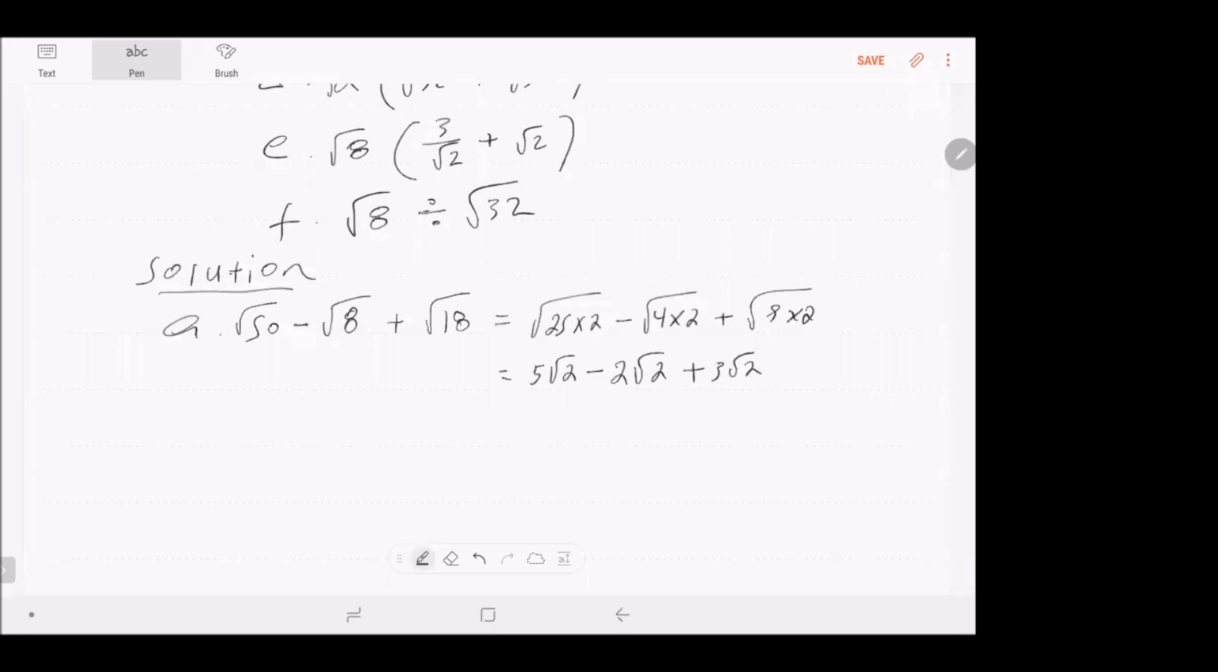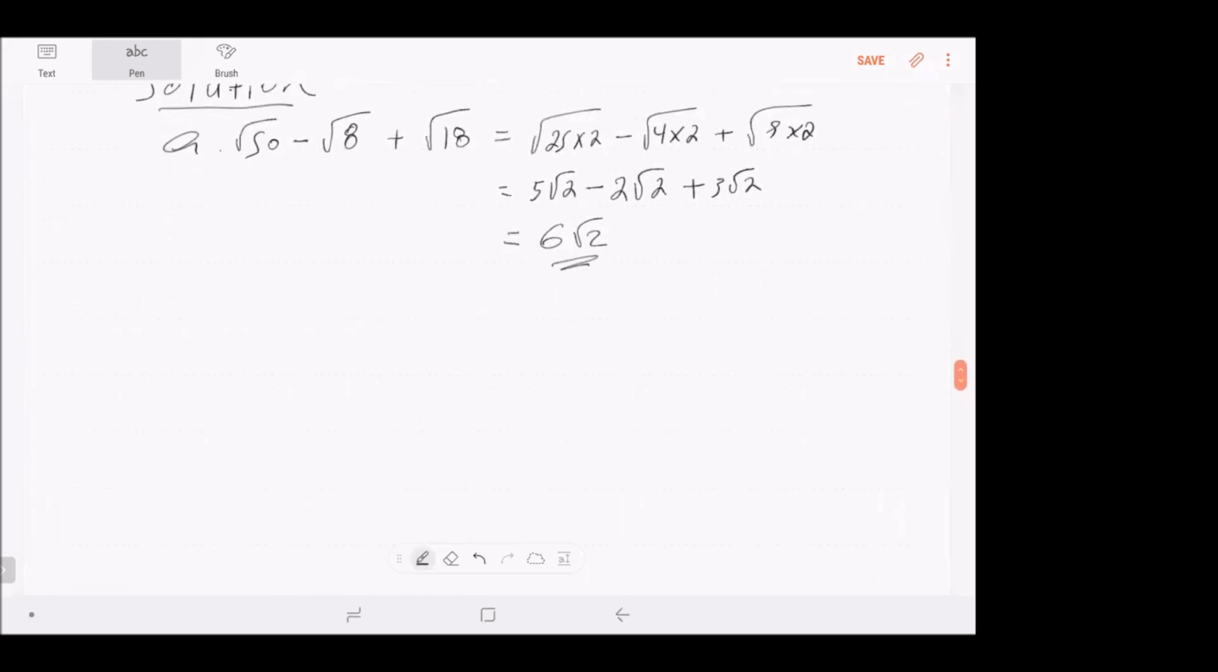Now, as you see, the radicals are like radicals, so we can add or subtract them. After we convert into like radicals, we add or subtract only the coefficients, the radical as it is. So 5 minus 2 is 3, 3 plus 3 is 6. So the final result is 6 times the square root of 2. The final simplified form of the square root of 50 minus the square root of 8 plus the square root of 18 is 6 times the square root of 2. Is that clear?